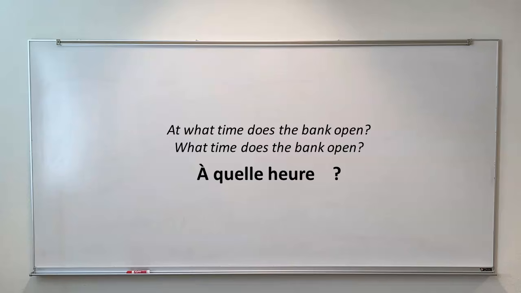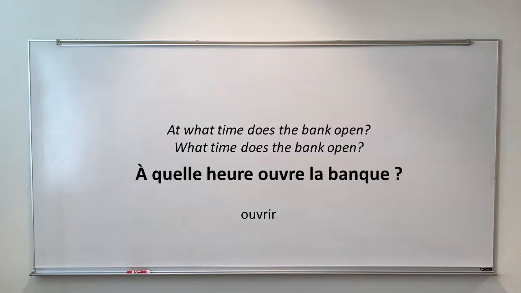If you want to ask this question in French, the word order is different. You literally have to say, at what time opens the bank? So we're going to use the verb ouvrir, which means to open. The form of ouvrir that we use is ouvre. Its singular form, it's the il, elle, or on form. So we have so far at what time opens, à quelle heure ouvre, and then the only thing missing is the word for bank, which is la banque.